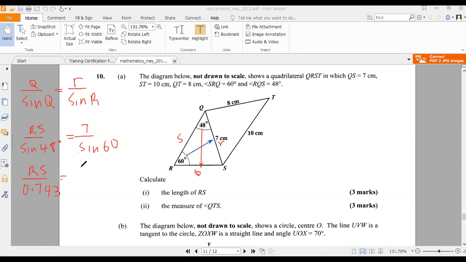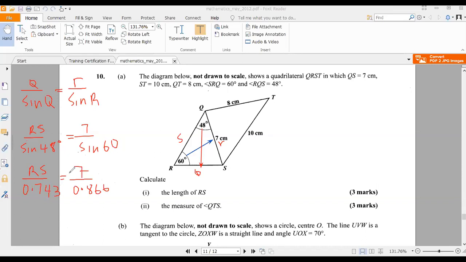It's equal to 7 over sine 60 degrees. Okay, so talk to me now. I want to find sine 60 degrees. What is sine 60 degrees, please? 0.866. Beautiful.